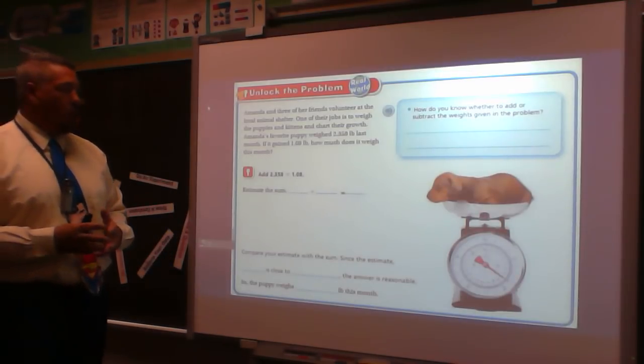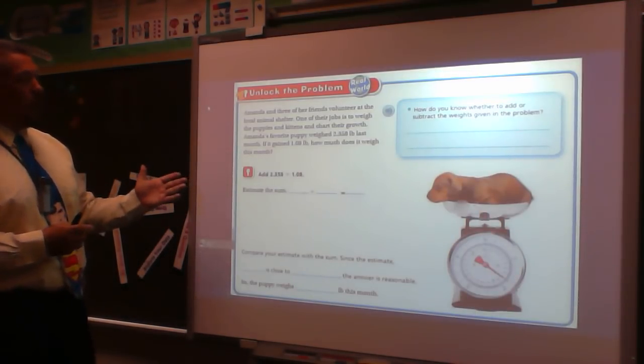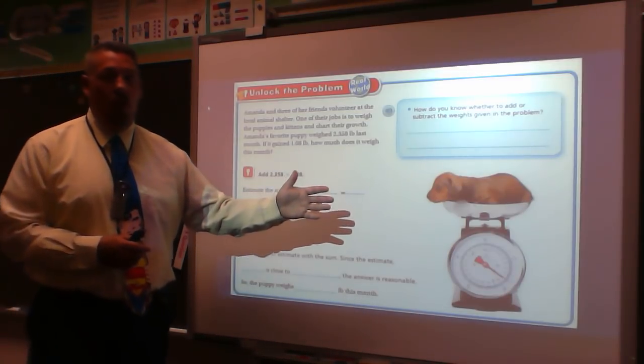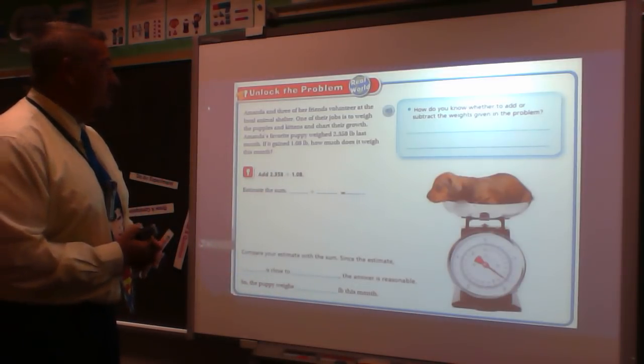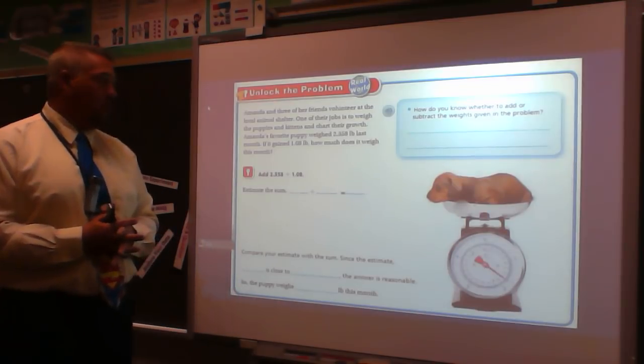All right, so let's look at what we're talking about. So we have this puppy, a really cute puppy. Amanda and 3 of her friends volunteer at a local animal shelter.